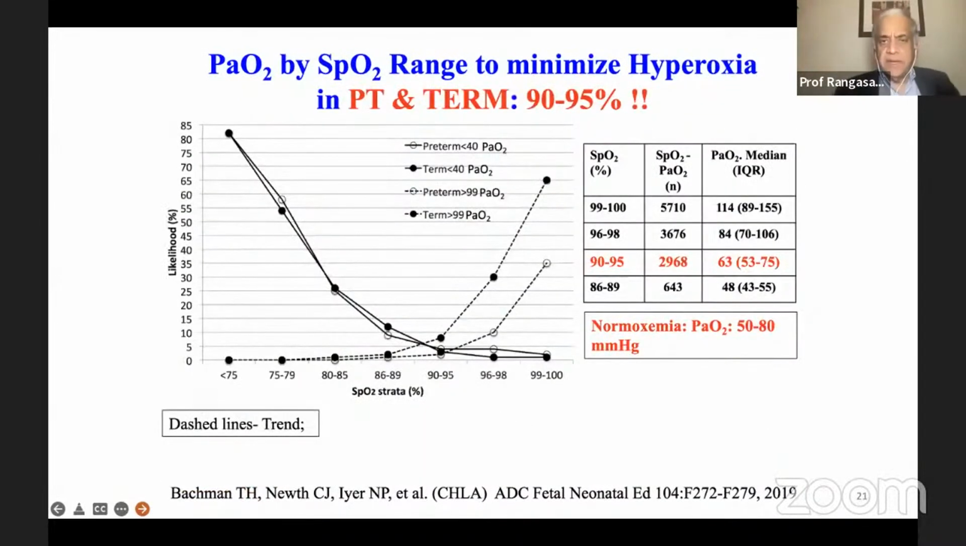What about in preterm babies and term babies? When they looked at it, again, you can see 90 to 95 saturation, nearly 3,000 paired samples of SaO2 and PaO2. The median PaO2 is 63, interquartile range 53 to 70. But you can clearly avoid hypoxemia or hyperoxia by PaO2 using a target of somewhere between 90 to 95.